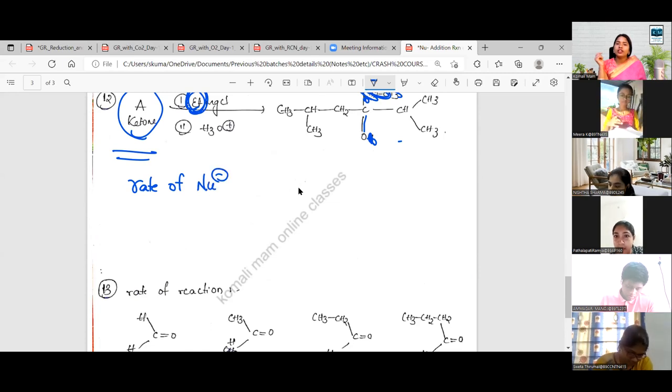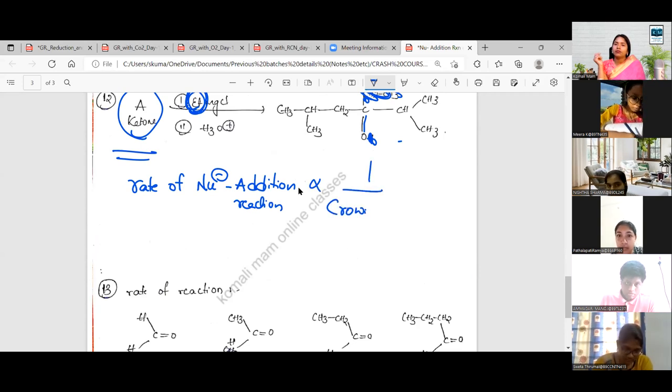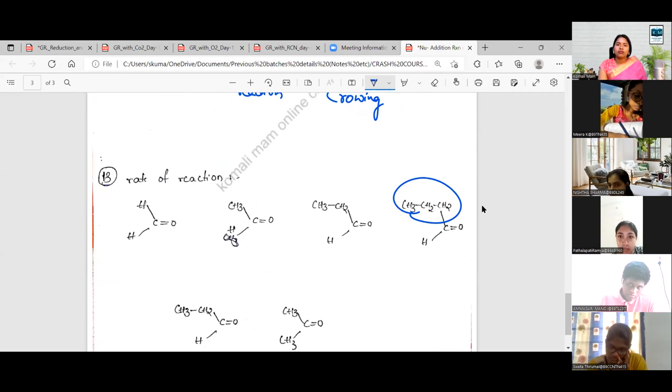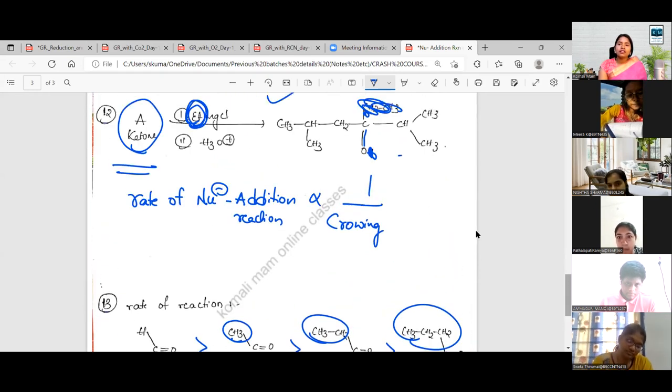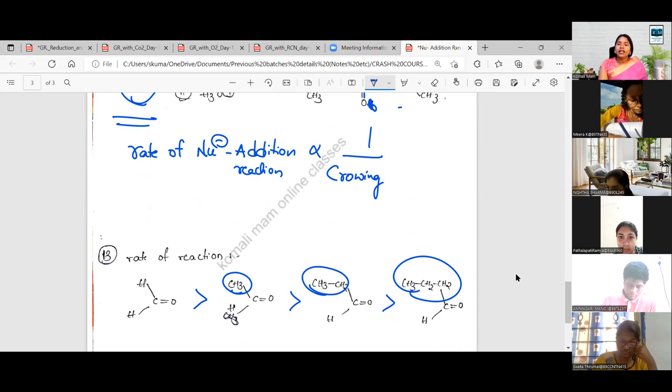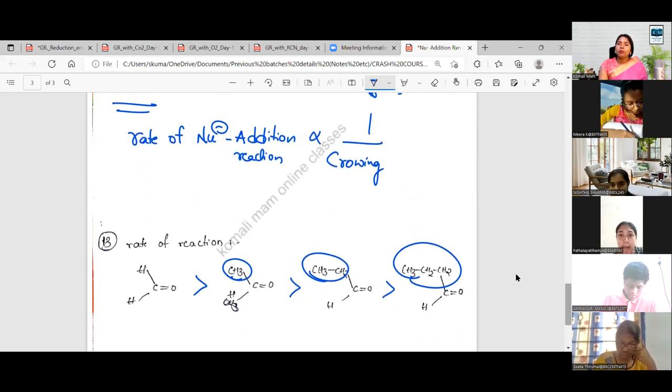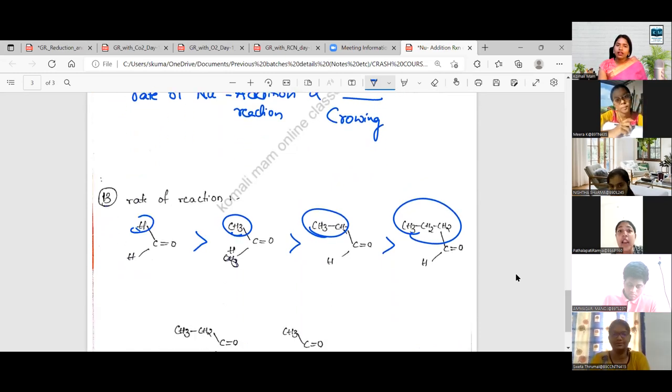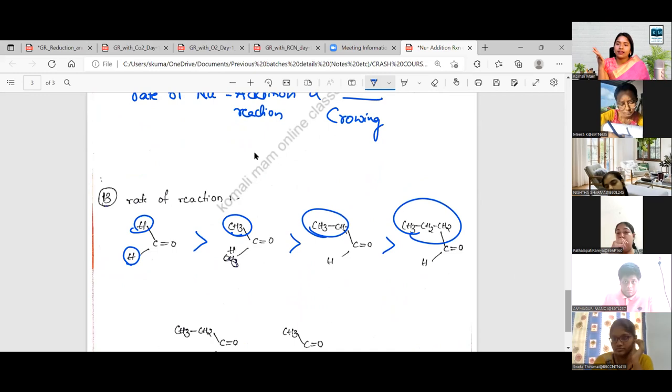Write a point here. Rate of which reaction? Nucleophilic addition reaction. The rate of nucleophilic addition reaction is inversely proportional to the crowding. More is the crowding, slower will be the rate. Understand? Formaldehyde, acetaldehyde, acetone, propanaldehyde and butanaldehyde. Which one is the faster reaction? Less crowding. Why? Because if more releasing groups are there, the nucleophile doesn't like to attack.